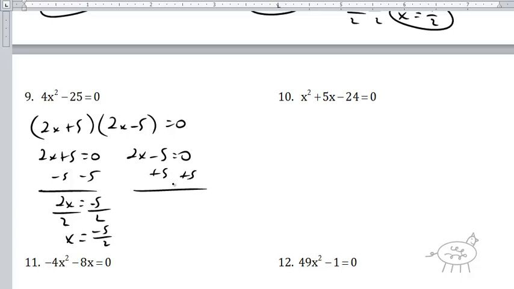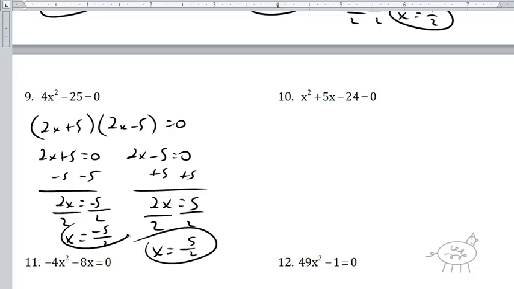Okay, this one, I'm going to add 5, and I get 2x equals 5. Divide by 2, x is positive 5/2. Okay, there you go. Two answers. All right, so trinomial. And this is plus minus. So which ones subtract to give you 5, and then multiply to give you 24?